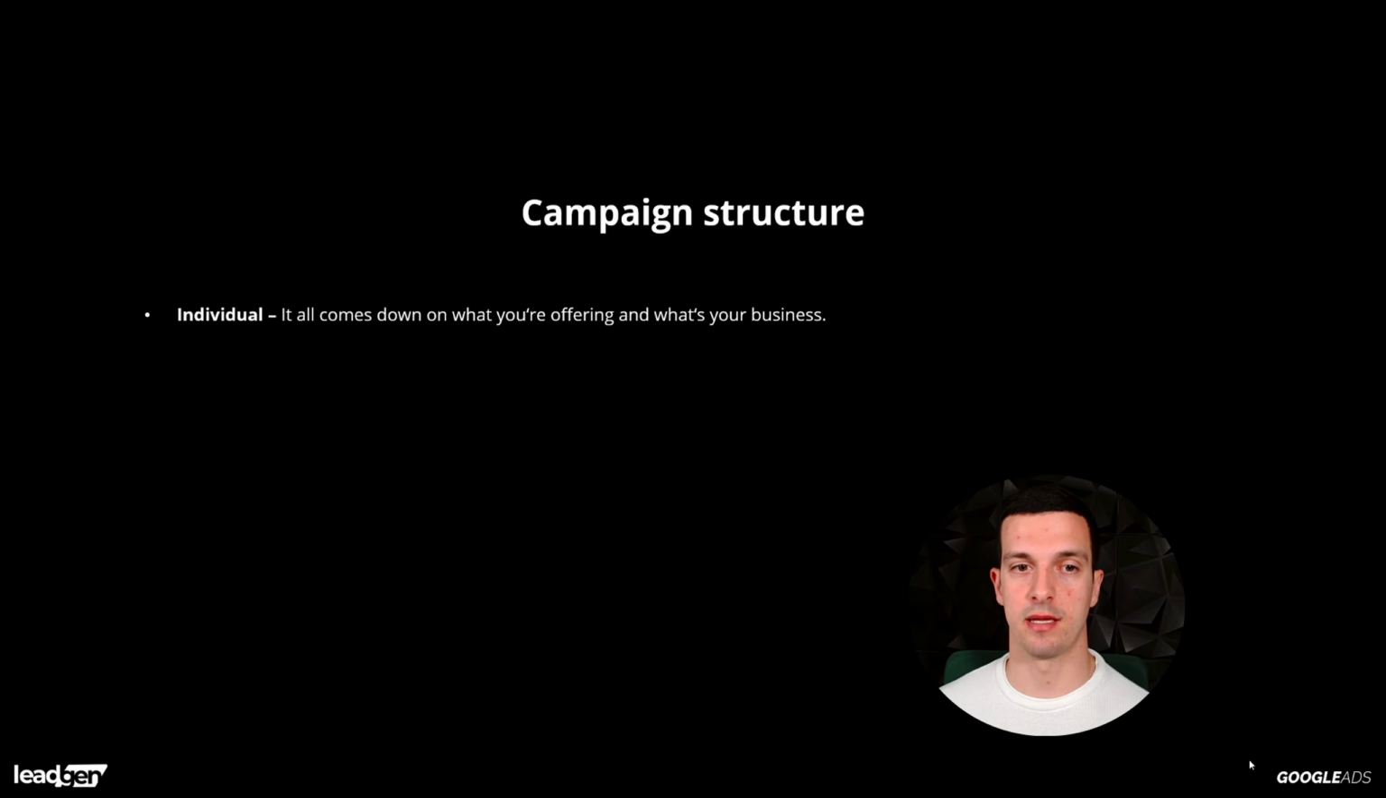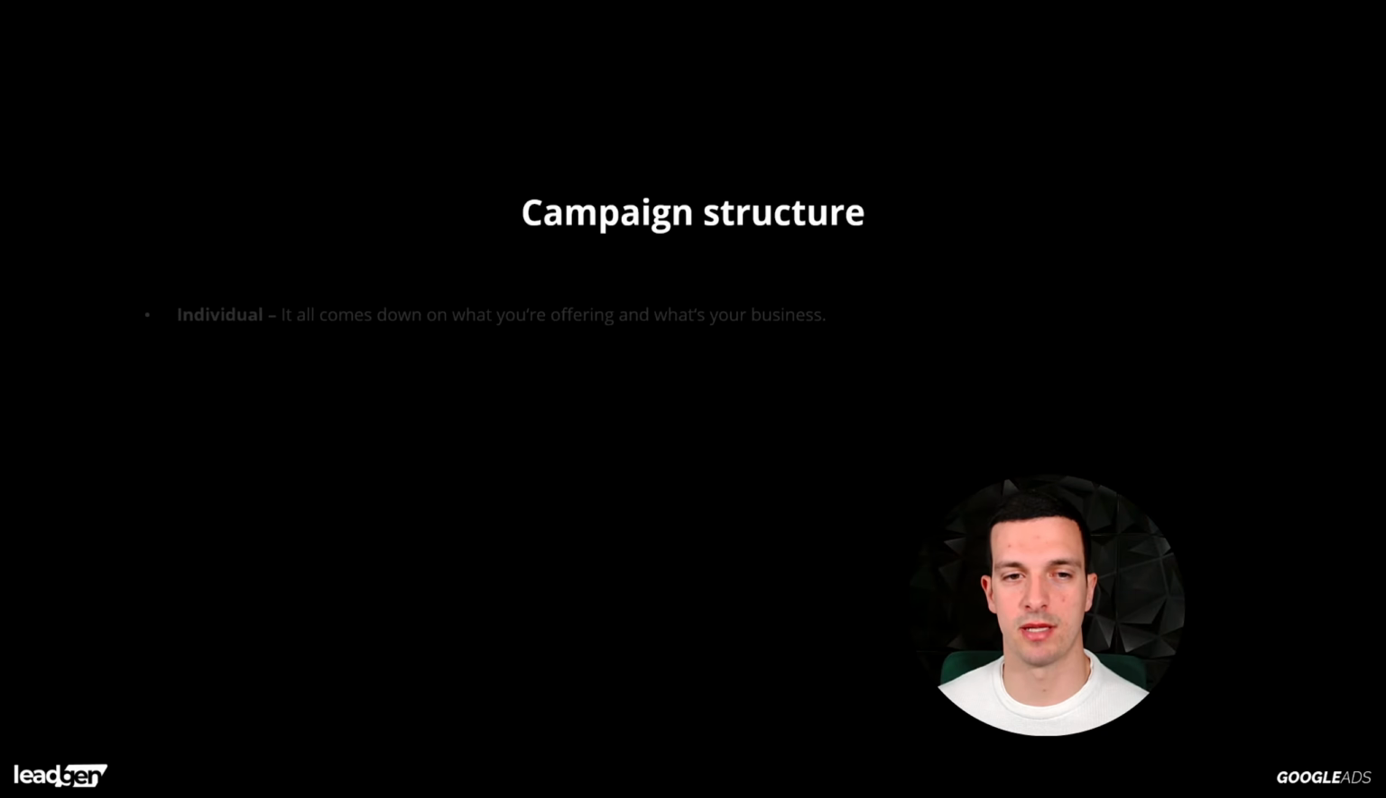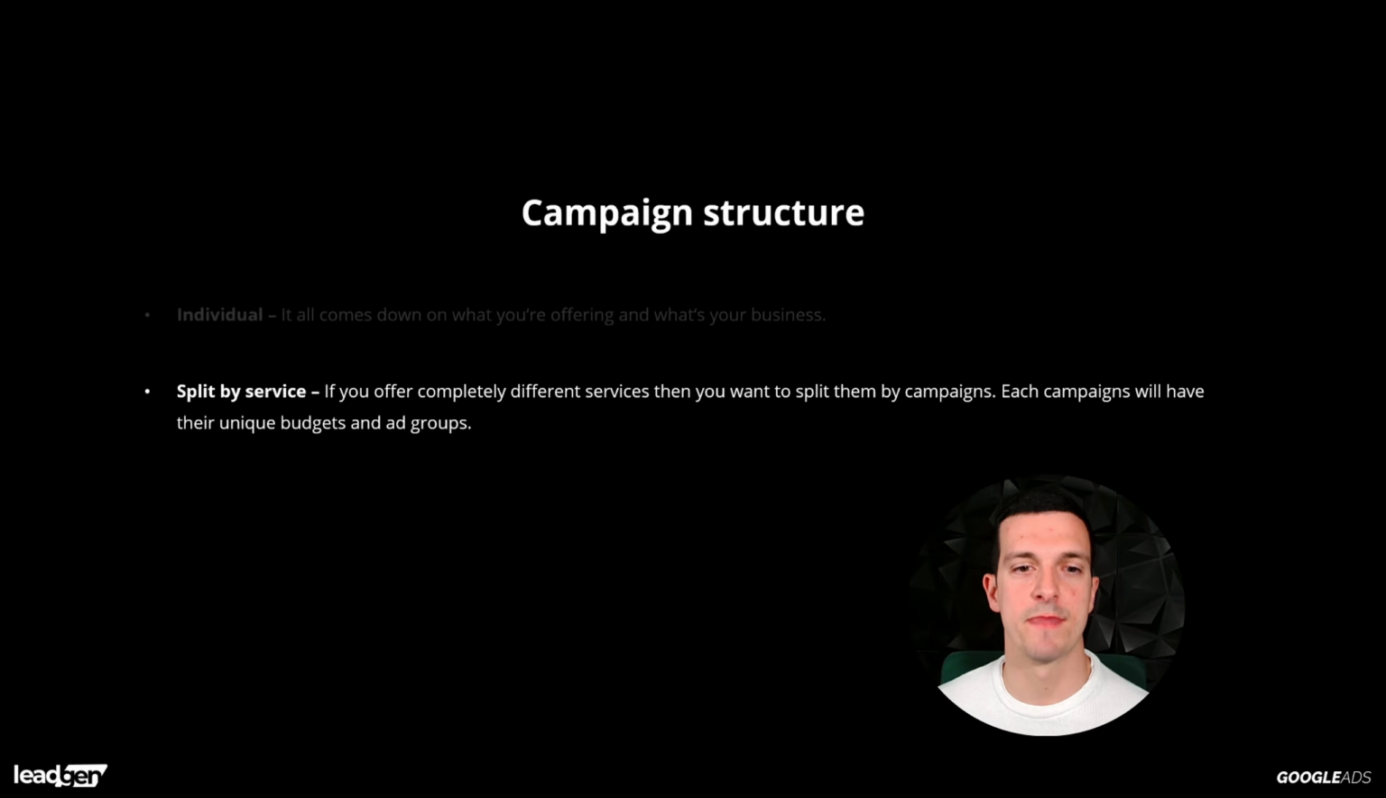So basically, it all comes down to what you're offering and what your business is. I see a lot of campaign structures. If you have only one landing page, maybe like this, SEO for Google My Business, then it will be a pretty simple campaign structure. Only if you want to target maybe different cities or something, we could test it out, but I'm gonna cover this in a second. Split by service.